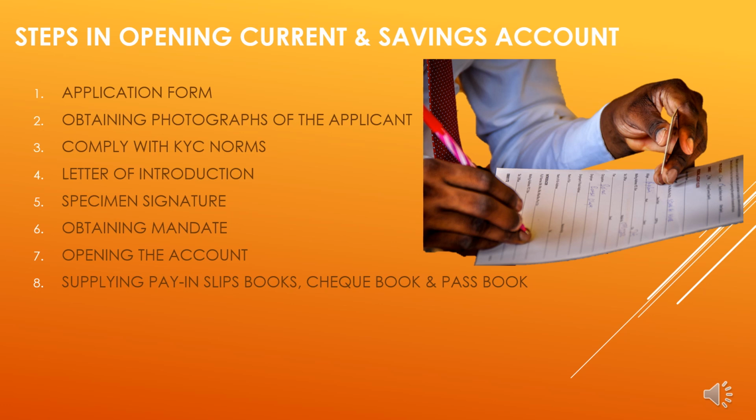The sixth step is obtaining mandate. Mandate is a written authority given by the customer to the banker in order to authorize a third party or another person to use the bank account on his behalf. Only if you want another person to use or operate your account, you have to give a mandate to the bank. Then only the bank will allow the other person to use your account on your behalf. This is what is called mandate.